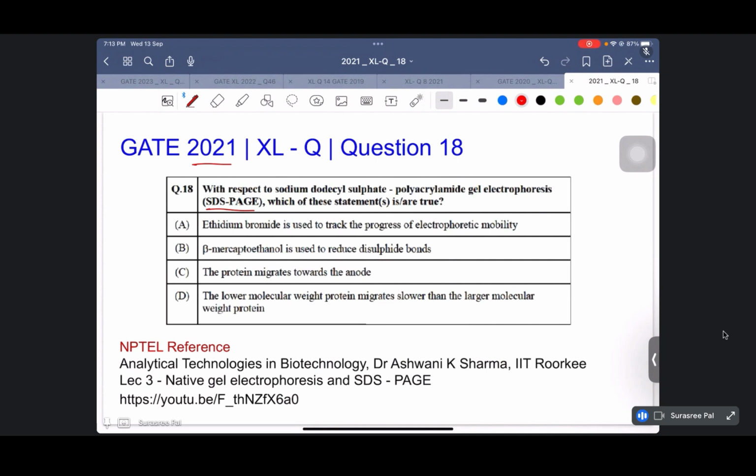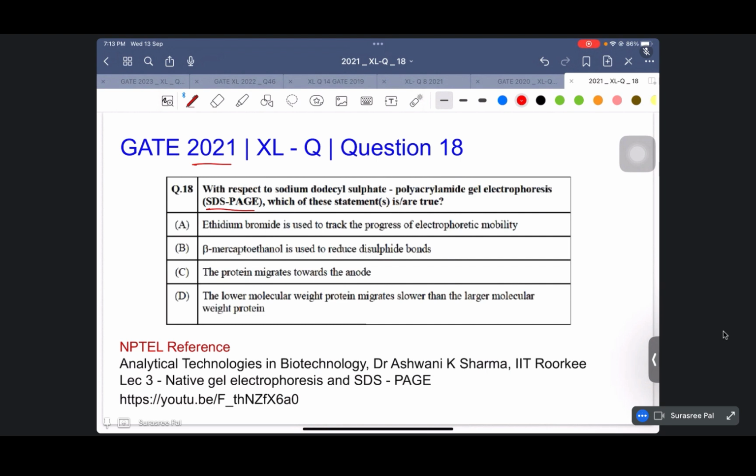Ethidium bromide is used to track the progress of electrophoretic mobility. Beta-mercaptoethanol is used to reduce disulfide bonds. The protein migrates towards the anode, and the lower molecular weight protein migrates slower than the larger molecular weight protein.